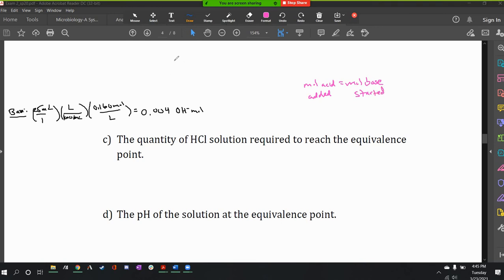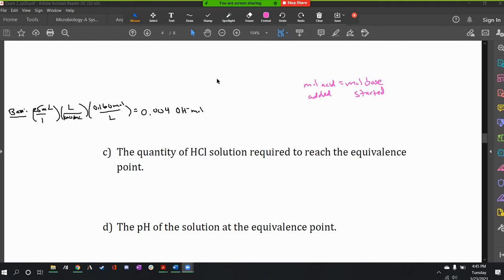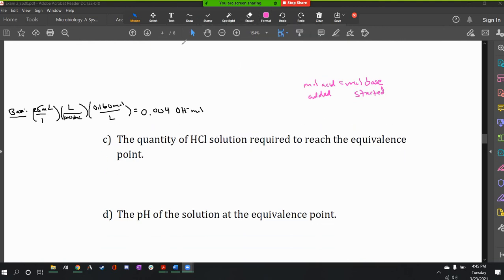So we already calculated the moles of base that we started with in the last problem. It was 0.004. So what that means is that at the equivalence point, since we started with 0.004 moles of OH minus, the titration will reach the equivalence point when we've added 0.004 moles of acid. So we need to figure out how much of this acid we would need to add to have added 0.004 moles.